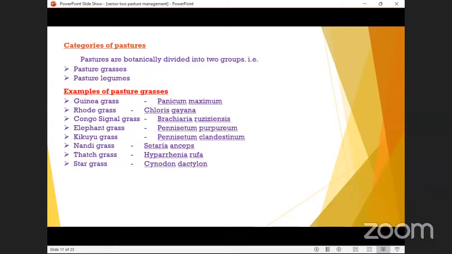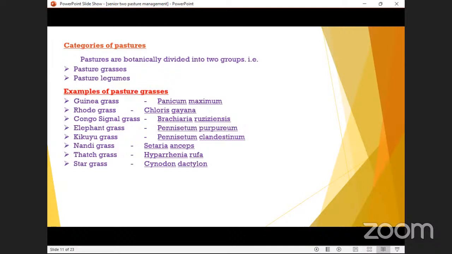Examples of pasture grasses. You have the Guinea grass. The botanical name is Panicum maximum. Then we have the Rhodes grass, which is botanically known as Chloris gayana. We have Congo signal grass, Brachiaria ruziziensis. So these are botanical names which easily differentiate them.